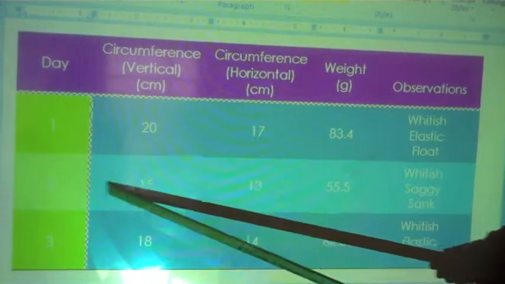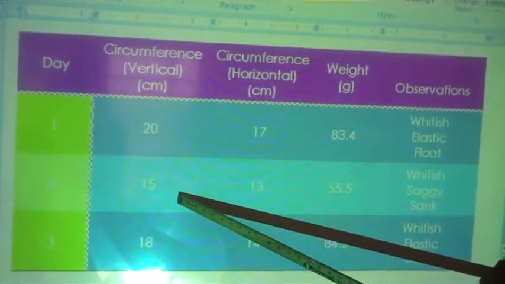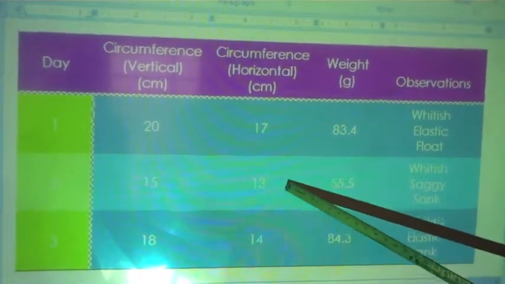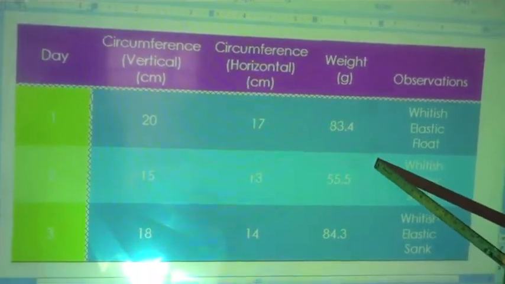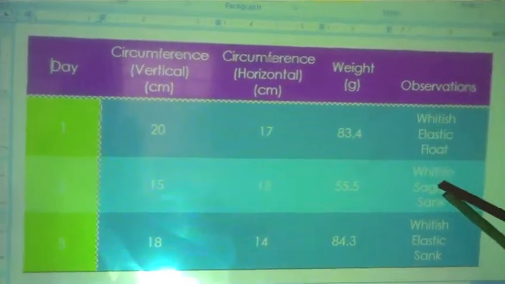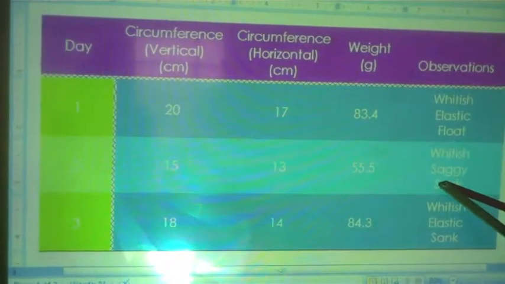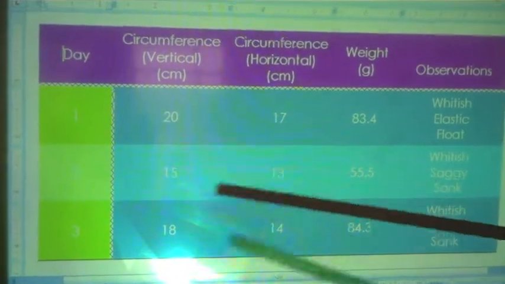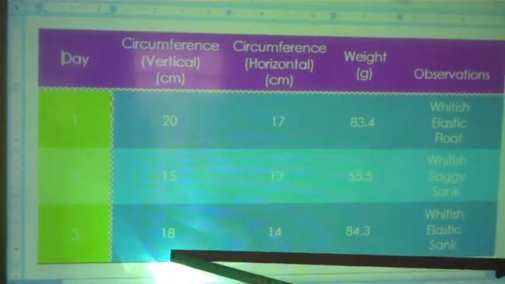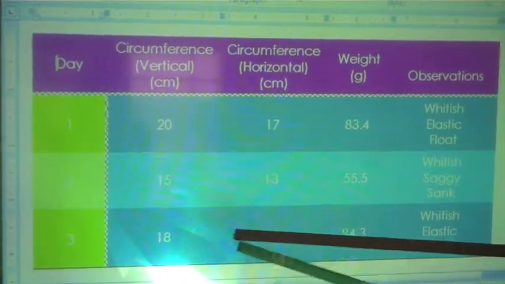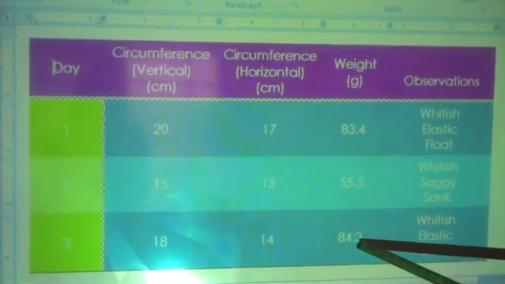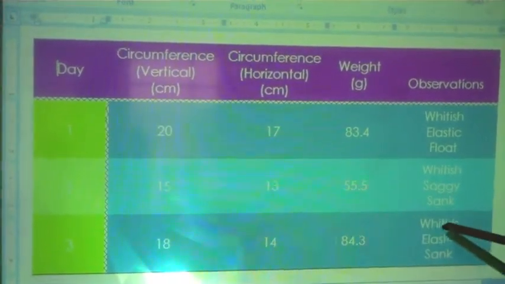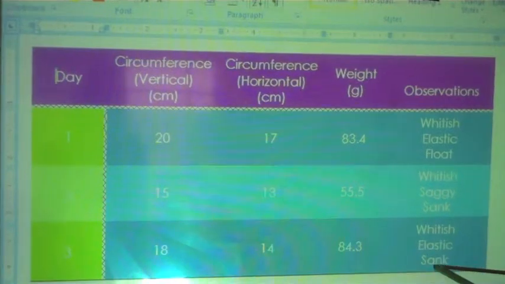Day 2, the vertical circumference was 15 centimeters, the horizontal circumference was 13 centimeters, and it was 55.5 grams. Our observations were that it was whitish, soggy, and it sank. Day 3, the vertical circumference was 18 centimeters, the horizontal circumference was 14 centimeters, and the weight was 84.3 grams. It was whitish, elastic, and it sank.